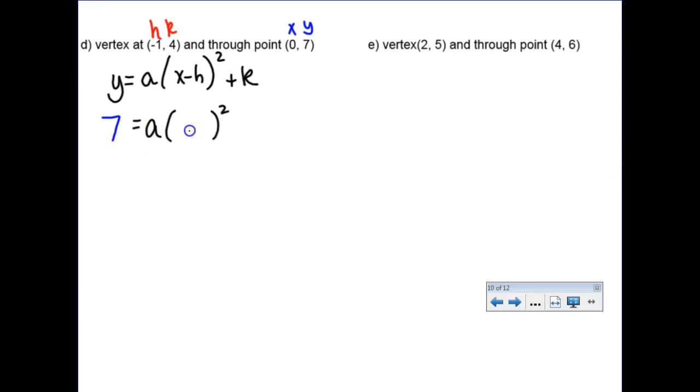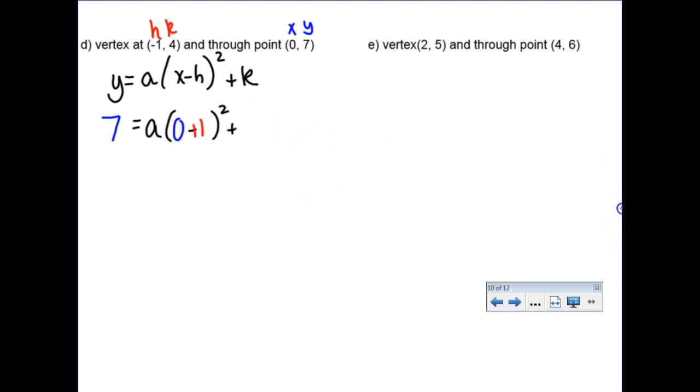Who is the x-coordinate for the random point I gave you? 0. Good. Who is the h-coordinate of your vertex? It is a -1, so using our opposite rule, it does one of those. Yep, yep. And then plus k. Who is the k? 4. Very good.